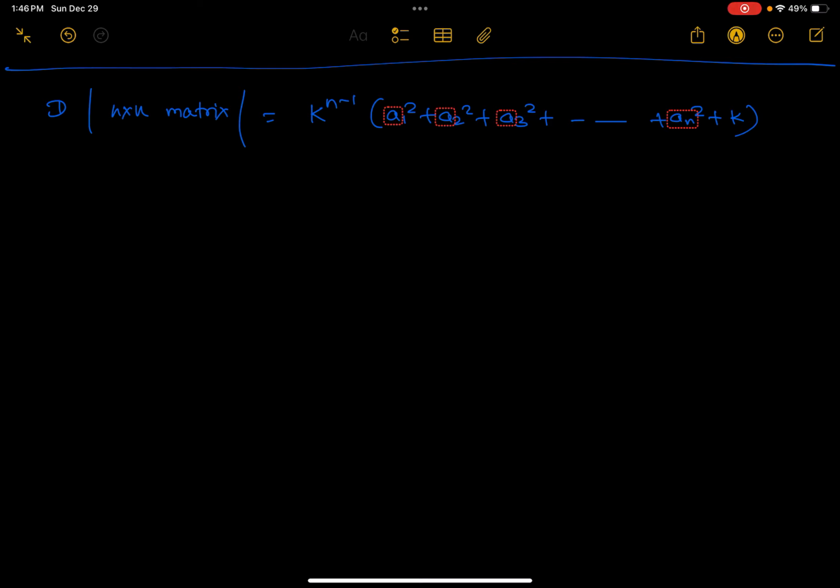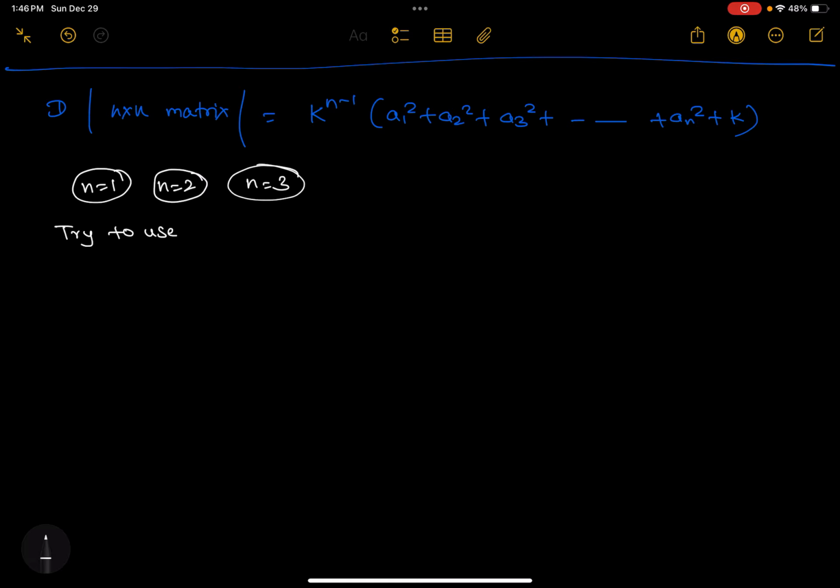So we have already proved it for n equals 1, n equals 2, and n equals 3, right? To use induction, we first need to prove it for some base cases, like n equals 1, n equals 2, or something like that. So that's already proved. Now we will try to use induction, or if necessary, we can also use strong induction. We can use any of that. So let's try to prove this.